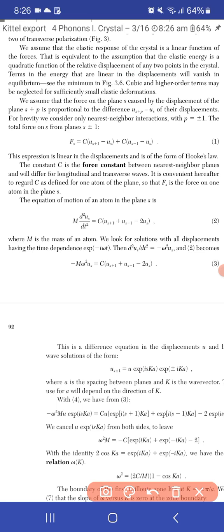Terms in the energy that are linear in the displacement will vanish in equilibrium. See the minimum in figure 3.6. Cubic and higher terms may be neglected for sufficiently small elastic deformations. The same thing we will later study in inelastic deformation. Cubic and higher order terms are neglected.